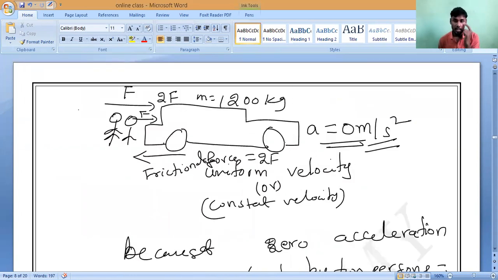Here, one point you should remember: acceleration is 0, which means it is moving with a uniform velocity. Means in the sense of what? The force applied is equal to the frictional force. Understand? You are unable to create acceleration. Suppose I am unable to move the object, it means I am not applying more force than the frictional force. Correct or not? That is the meaning of it.